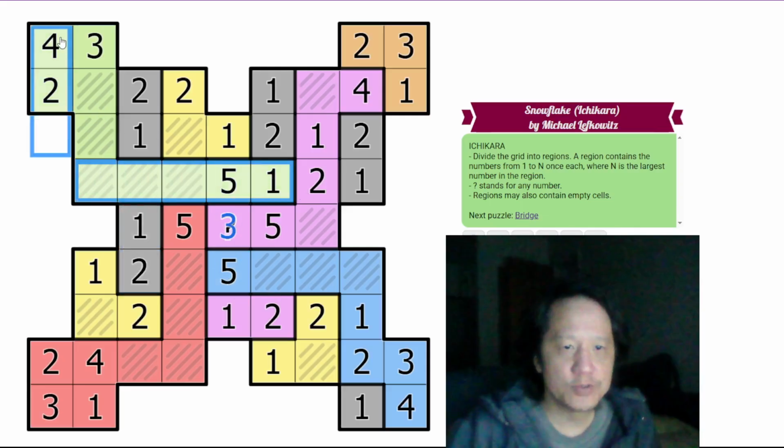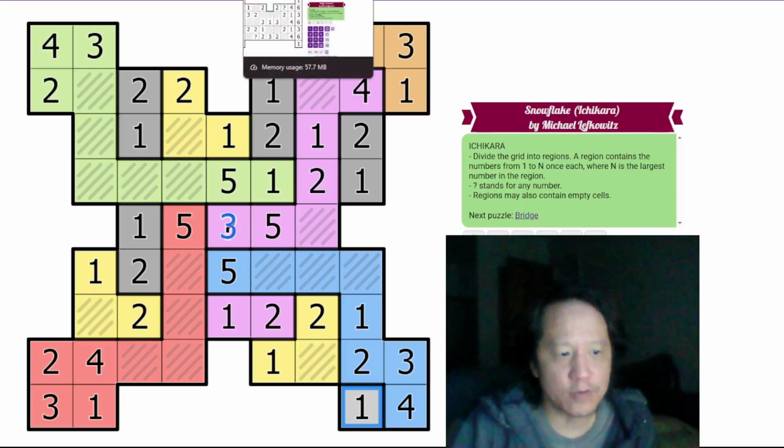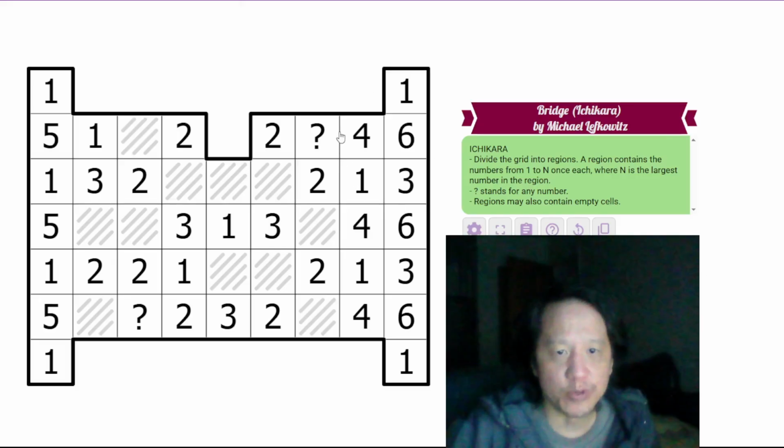So we have 1, 2, 3, 4, 5 here, 1, 2 here, 1, 2 here, 1, 2 here, 1 through 5 here, 1, 2 here, 1, 2, 3 here, 1, 2 here, 1 through 5 here, 1, 2 here, 1, 2 here, 1 through 5 here, 1, 2 here, and a 1 by itself here. And that's how snowflake works. And then finally we have bridge.